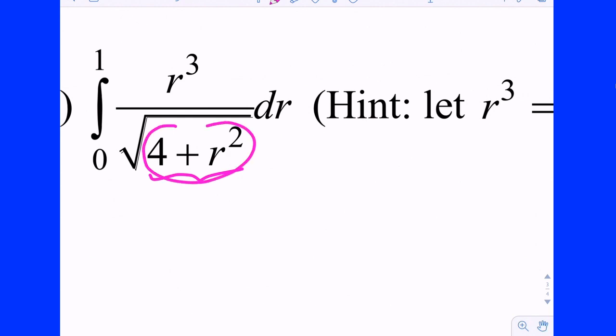You would look at the inside function and you'd be like, the derivative of r squared is 2r. We are off by an r squared. So maybe use substitution if you're off by an r. But substitution really only works when your inside function is what? Linear. Is 4 plus r squared linear? Nope. So that's out the window.